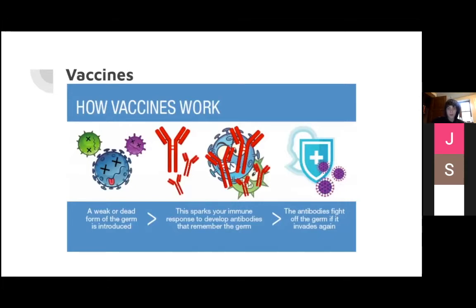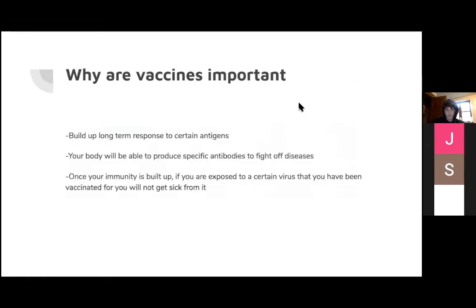So I'm going to be talking about vaccines, and this is kind of just a brief overview of how vaccines work. So first, a weak or dead form of the germ is injected into your body. This sparks your immune system to develop antibodies that remember this germ. The antibodies fight off the germ if it invades again.